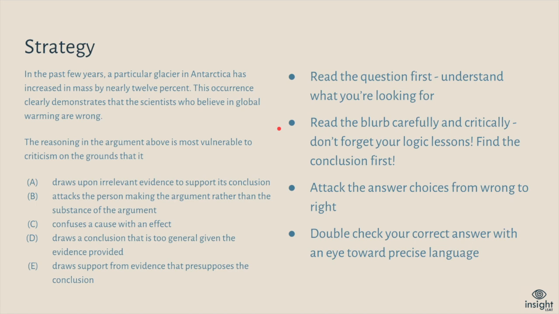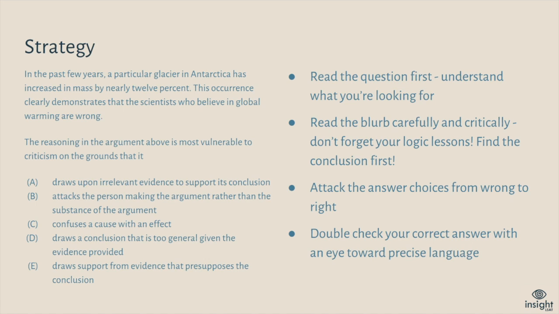That brings us to our second point. Once you've read the question, go back and read the blurb carefully and critically. Don't forget the logic lessons from lesson 2. You should be constantly having that background logical structure in mind. You have to have this LSAT way of reading the entire time. And granted, like I just said, the questions will ask you to do particular tasks, but they're all tasks that involve something to do with logic, right? You're evaluating the logic in one way or another.